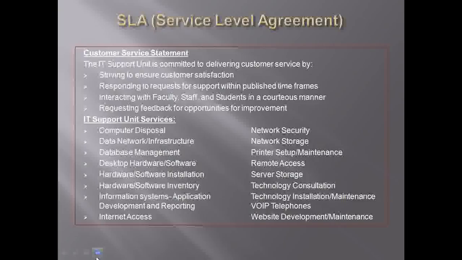The IT support unit services that you'll be in charge of are computer disposal, data network and infrastructure, database management, desktop hardware and software installation, hardware and software inventory, information systems, application development and reporting, internet access, network security, network storage, printer setup and maintenance, remote access, server storage, technology consultation, technology installation and maintenance, VoIP telephones, and website development and maintenance.